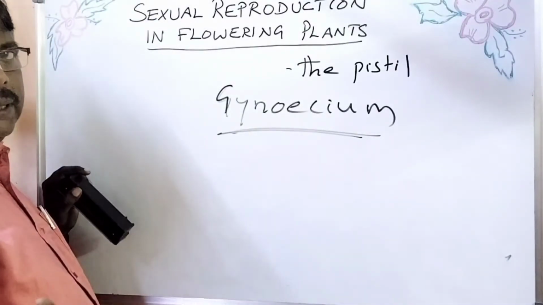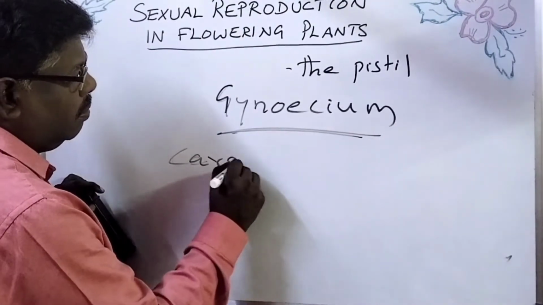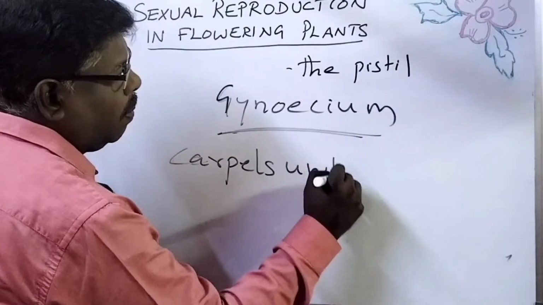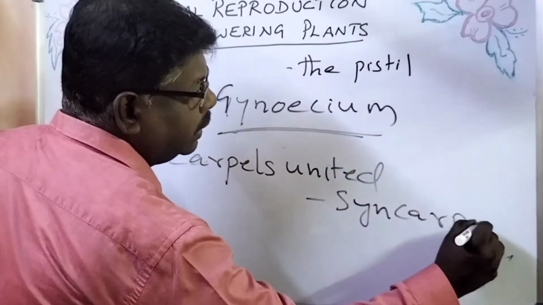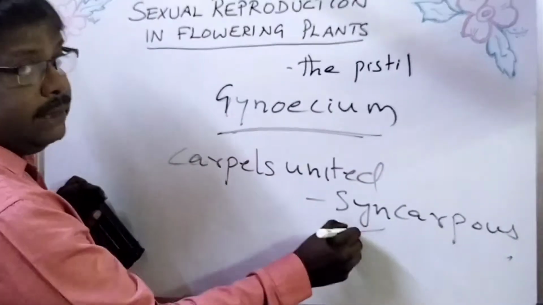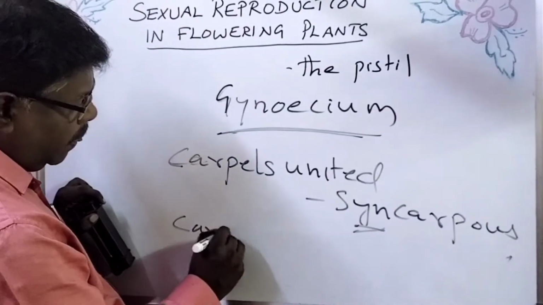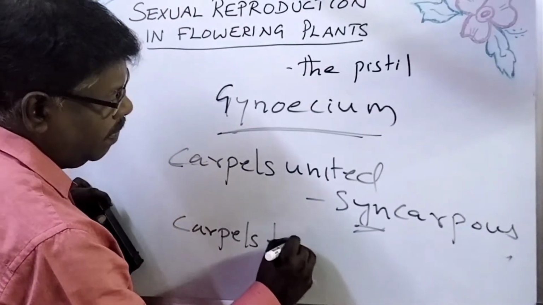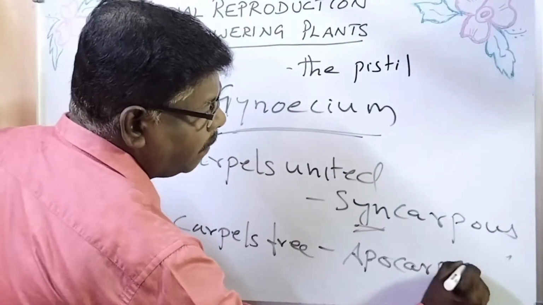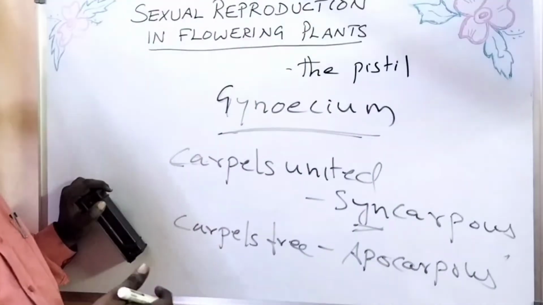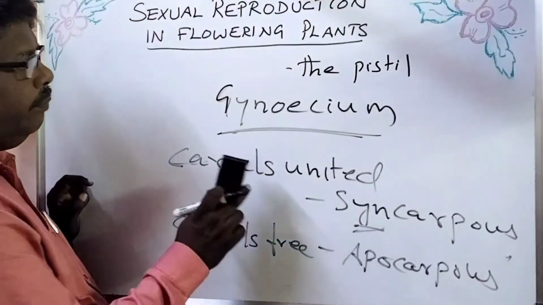Supposing all the carpels are united, see, carpels united is syncarpous. Syn means united. Carpels free, they are called apocarpous. So united carpels are called syncarpous. Carpels free, they are called apocarpous.